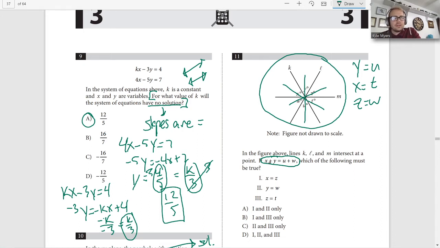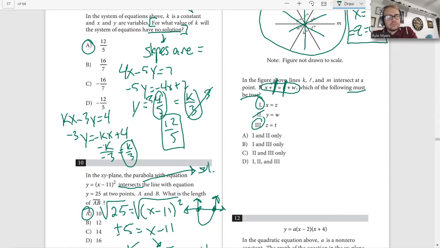Well, if y is equal to u, that means that they're the same measure. So I can get rid of them from both sides here. x is equal to w, which means all of this stuff is equal to each other. So x equals t equals z equals w. Well, then that means x equals z is true. y equals w? Possibly. I mean, they all look like 60 degrees, but we don't know for sure. So we don't know. It has to be what must be true. And then z equals t. That's true. So it's only 1 and 3 on this one.